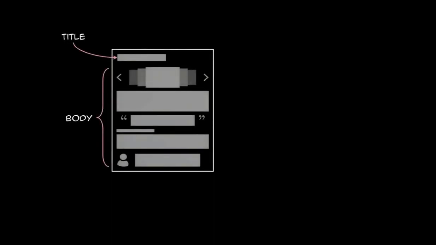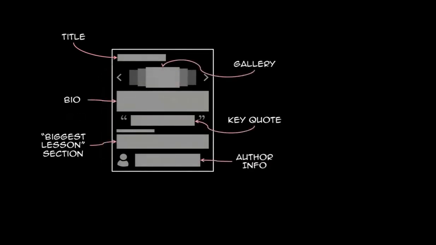Now we already know it has a title and it has, yes, a body field. Okay, fine, it has a body field full of stuff. But what's in that body field? Let's say, for the sake of argument, that this piece of content is actually part of a famous person interview series, and it always has kind of the same formula. It has a gallery of pictures of the person being interviewed. It has a bio section of the person being interviewed, a key quote, a biggest lesson section from the person, and also some author information. Okay, sure. All of this content is kind of the same across all of the interviews, but it's in a body field.